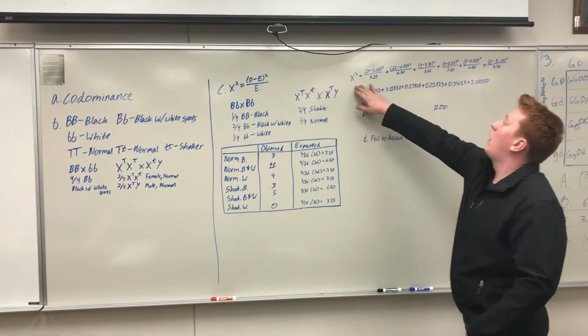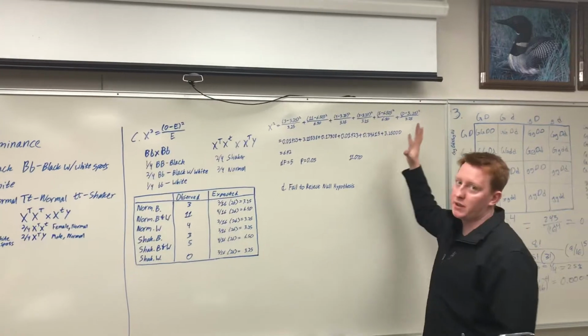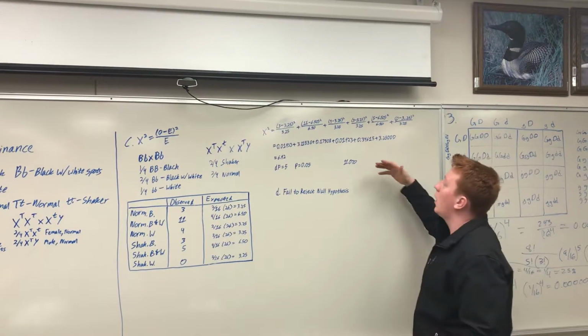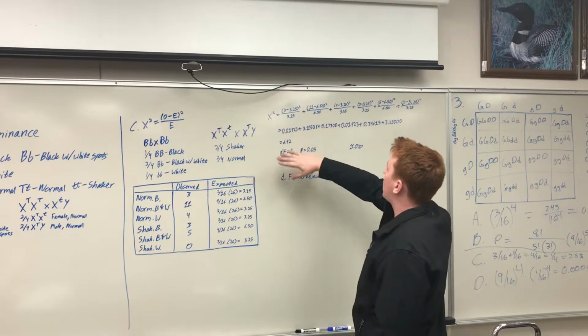And then we go up here. This is a big mess. You don't really need to look at it. It's just showing the work. But here's our chi-squared work.